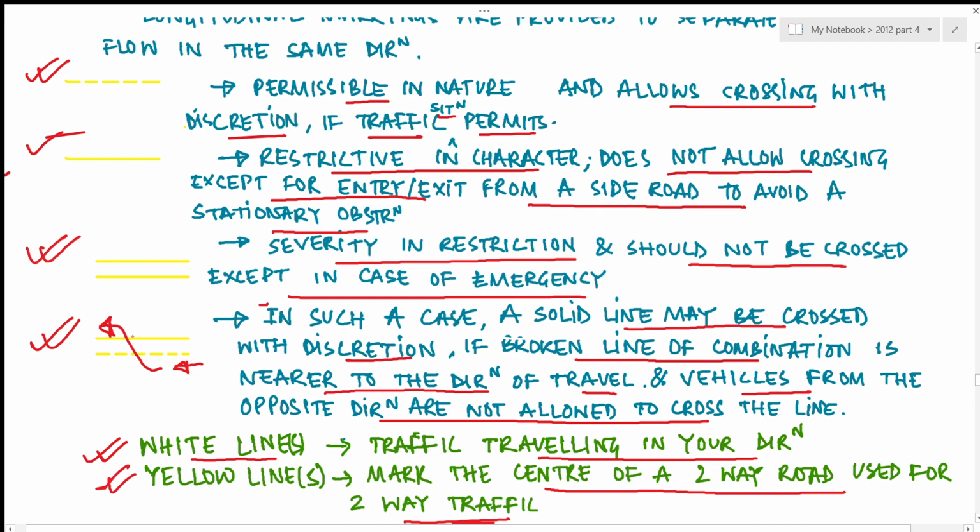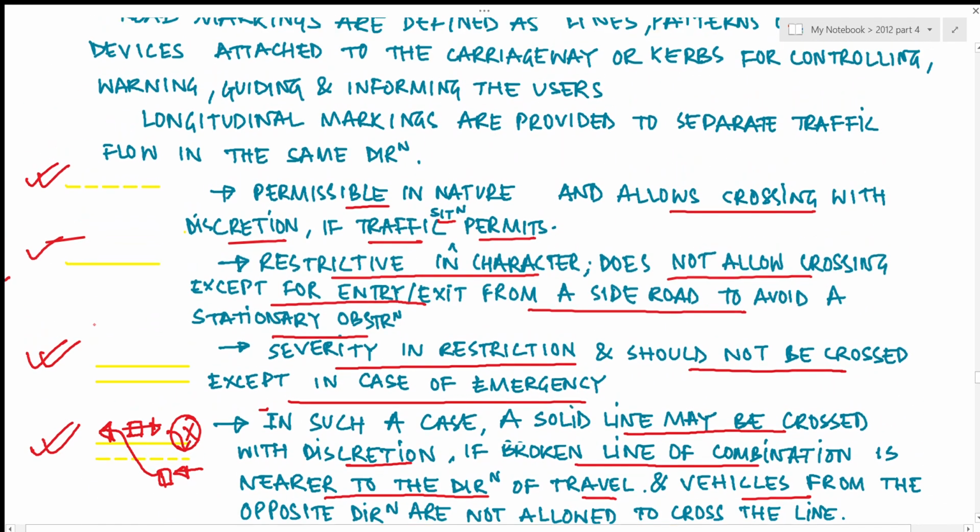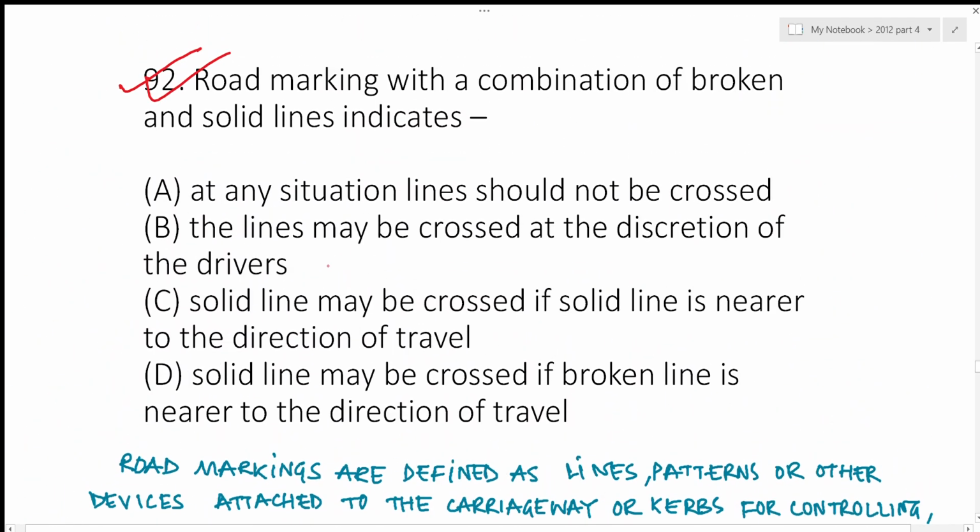But if a vehicle, this was the vehicle, let's say, and if a vehicle is moving from this direction, he cannot cross this particular line, because a solid line is here. But if you have a broken line, when two lines are there, and if you have a broken line which is nearer to the direction of travel, then according to the discretion of the driver, you can cross this particular line. So the answer for this particular question should be: solid line may be crossed if broken line is nearer to the direction of travel. So the answer should be D.